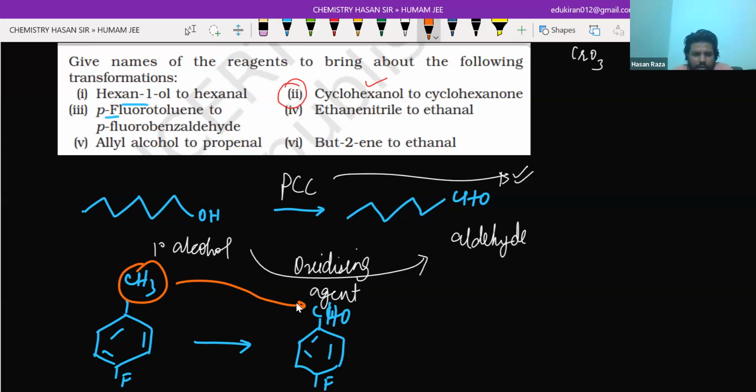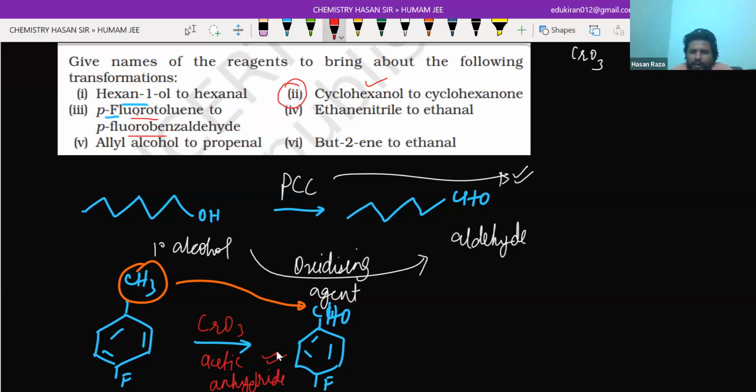So what you can use is very simple. Let me check it. Para-fluorotoluene to para-fluorobenzaldehyde. Okay, so there must be a reagent which can oxidize it, and the reagent is very simple. You can use CrO3 in the presence of acetic anhydride. So very simple it is. Is that clear? Yes.